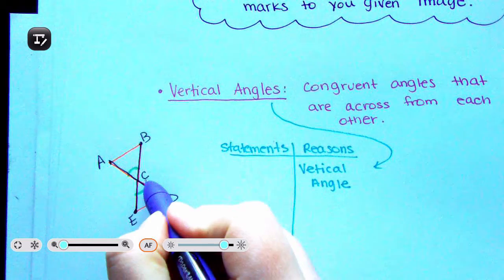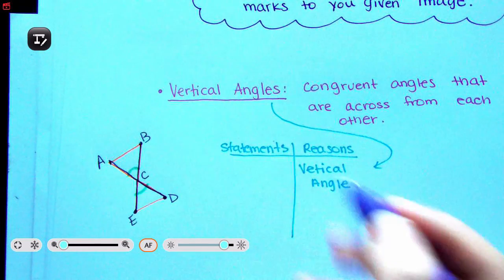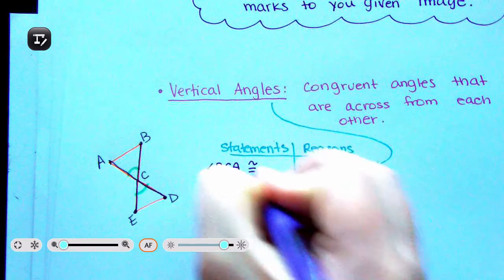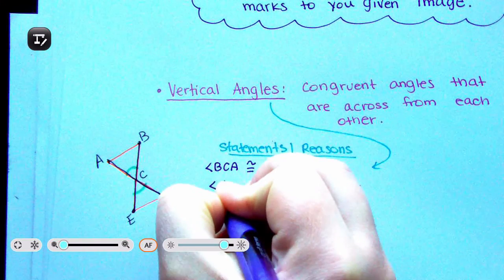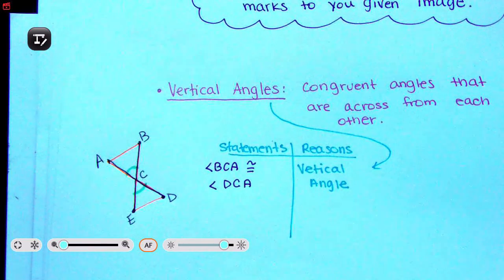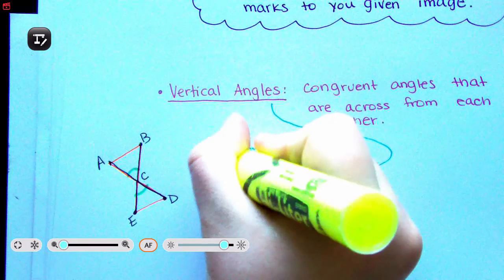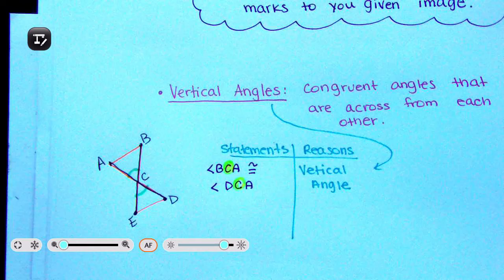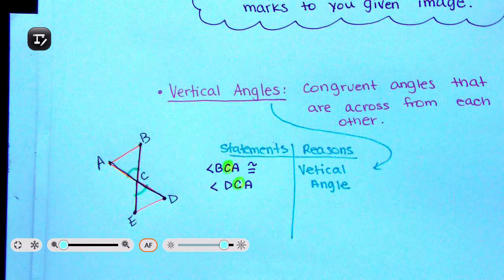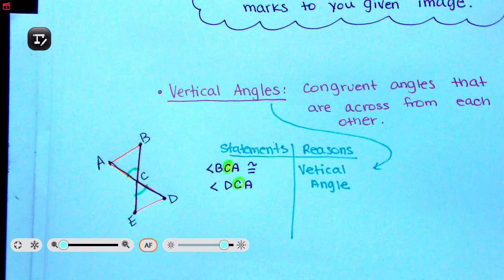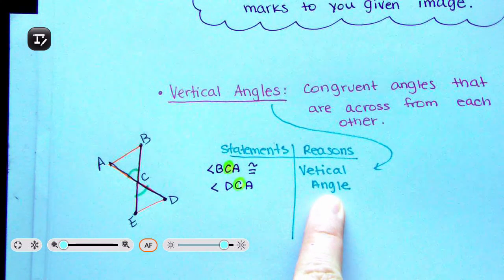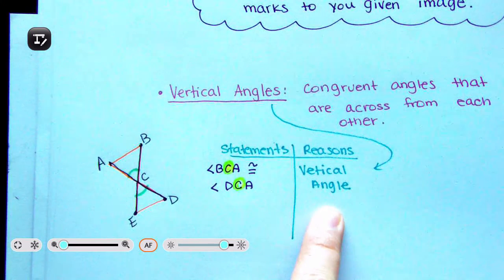And the angle has to be in the middle. So you're going to say angle BCA is congruent to angle DCA. The angle that is congruent has to be in the middle. So how do you know that these two angles are equal in measure, that are the same? We know this because they are vertical angles. Okay, so how do we know it? Because they are vertical angles.